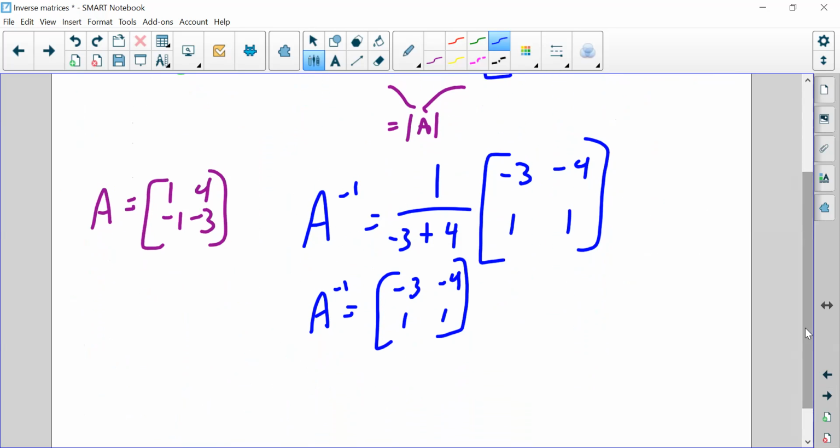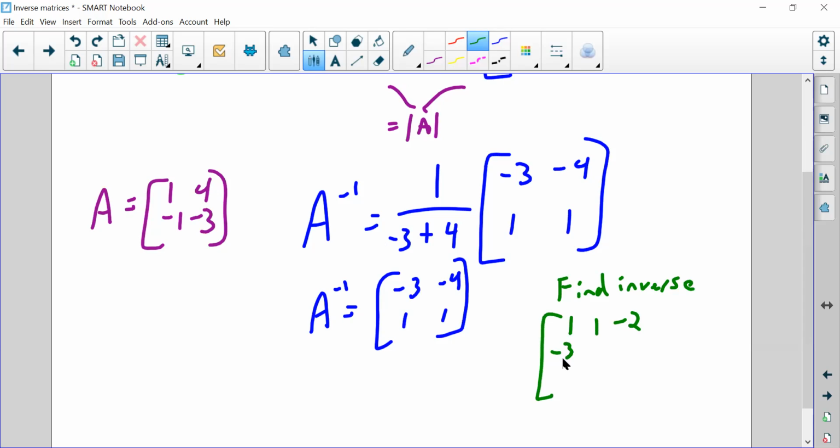For matrices larger than the 2x2s, on the 3x3s, etc., we're going to use our calculators to help us out. So now I'm going to show you how to do the inverse of a matrix on your calculator. So we will find the inverse of, let's make this matrix, we'll do 1, 1, -2, -3, -2, 5, -6, 4, and 4, using our calculator.